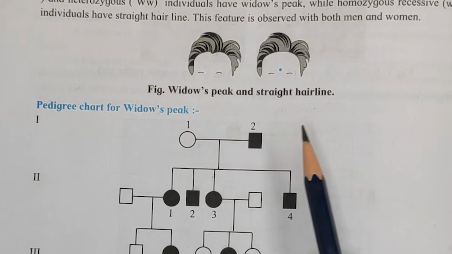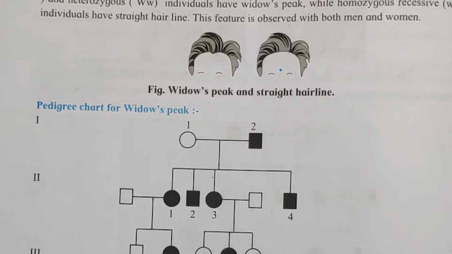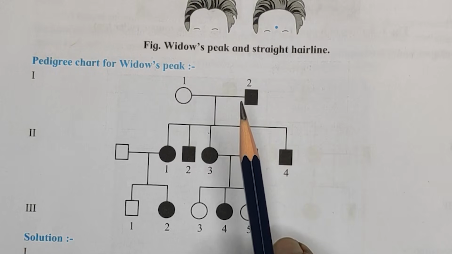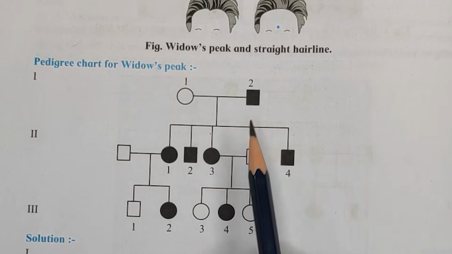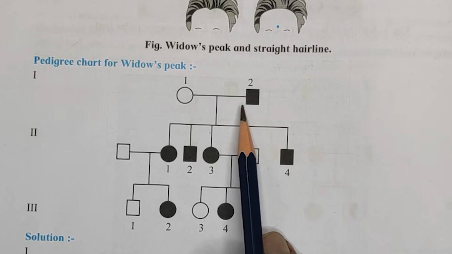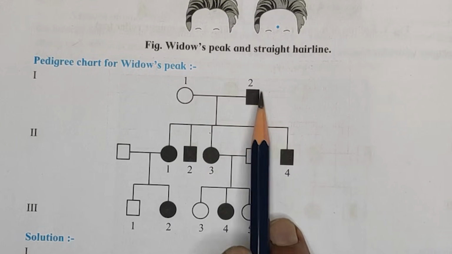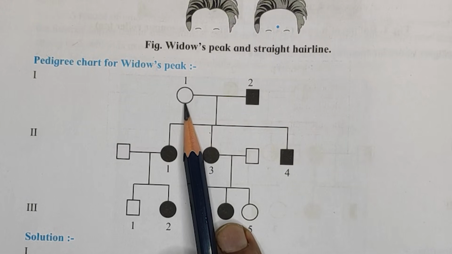Second one, the linkage. Linkage is of the autosomal type. Then after that you have to mention how many progenies are normal and how many are affected. Affected means which are having the widow's peak. So here the darkened portion is there. This is the mother, this is the father. So the father is showing the widow's peak, the mother doesn't show the widow's peak.